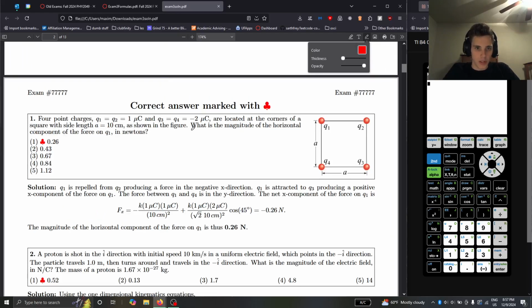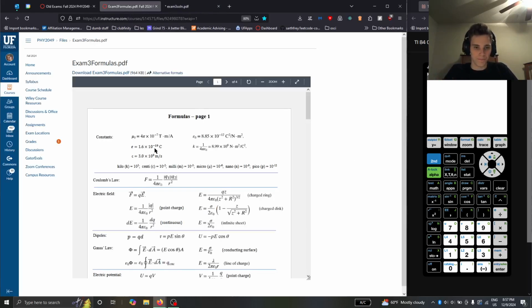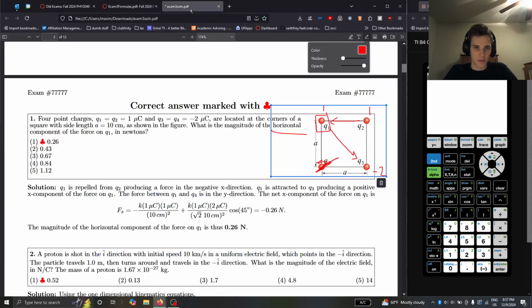we have point charges located at the corners of a square, and we want the horizontal component of the force on Q1. Now Q4 only has a vertical component, so we'll get rid of that. This is 1, 1. This is -2. So we'll expect this to get attracted here because they're opposite charges, and repelled here. So these two forces are going to be competing against each other. This is Coulomb's law, which is what we're going to be using here.